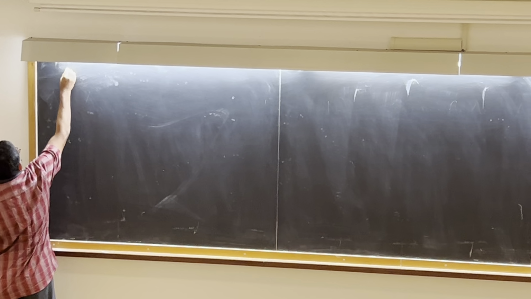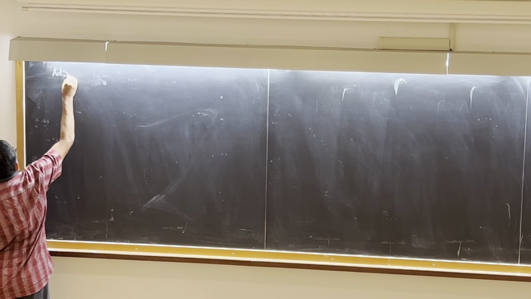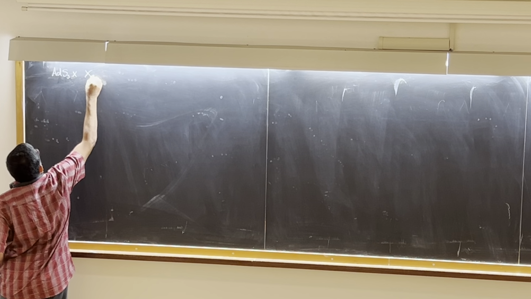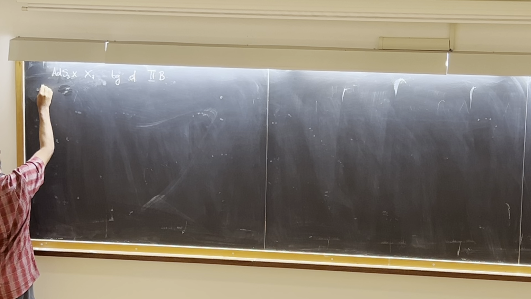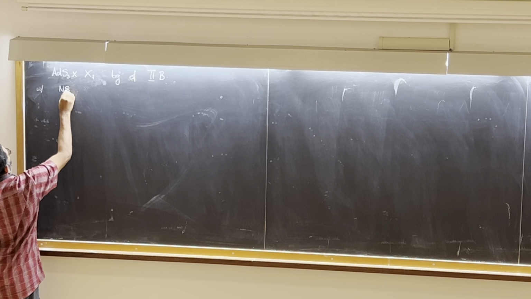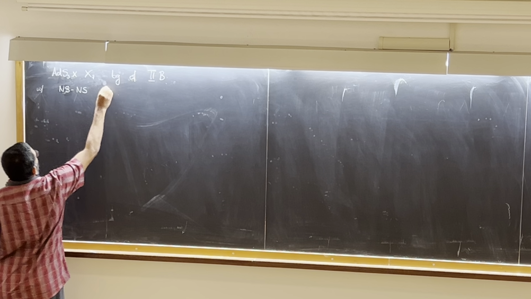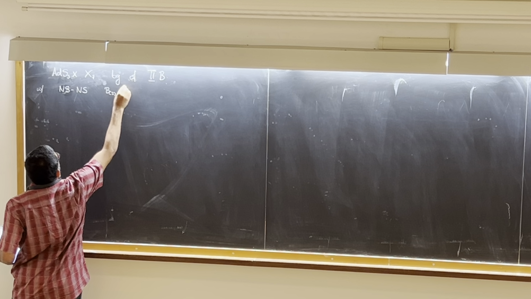So if you think about AdS3 cross X7 as a solution to background of 2B, we'll parameterize this, and we'll have these backgrounds supported by NSNS two-form flux.